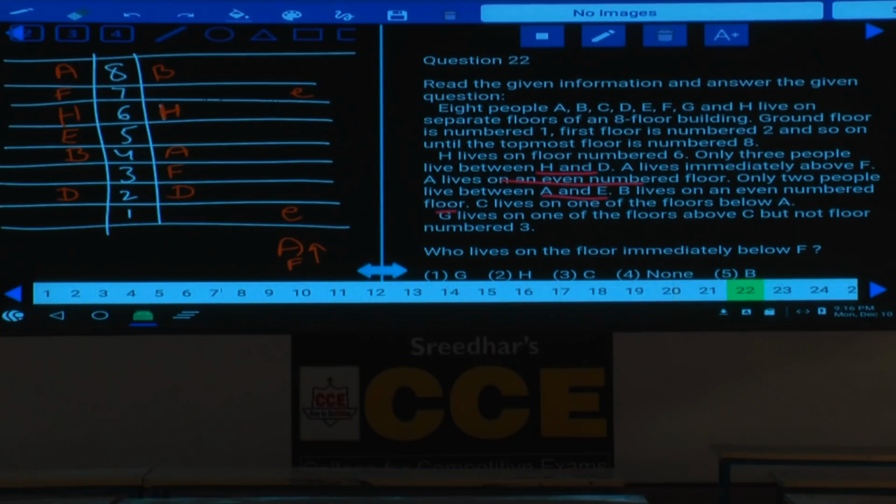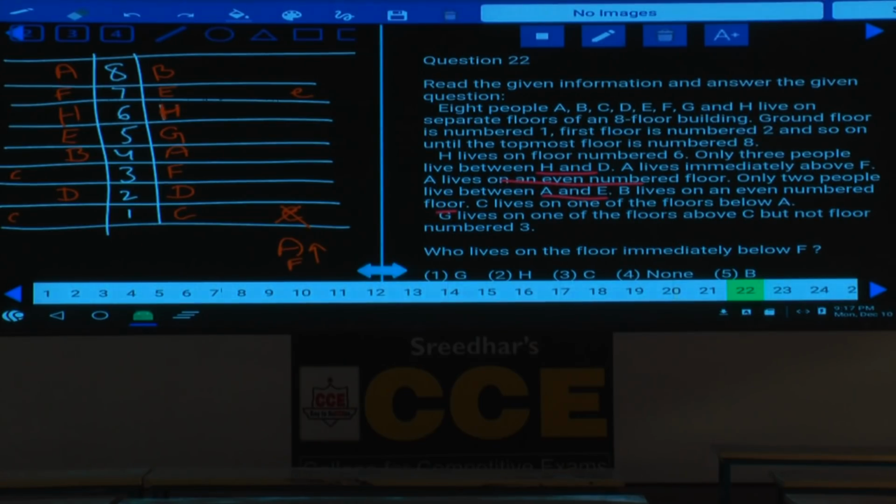Next one. C lives on one of the floors below E. In the first case, C will be here. If C is here, E cannot be here. As E cannot be here, then E will be in between B and H. Then who is the person left over here? A, B, C, D, E, F. G is the person left over. G is here. Next again coming to this one, C lives on one of the floors below A, and C can be either here or here.